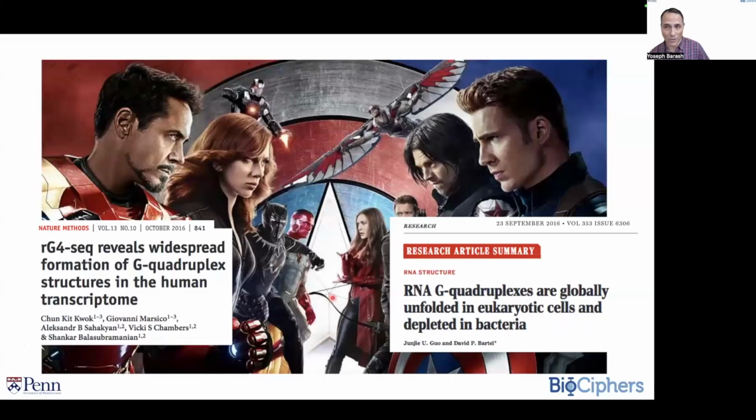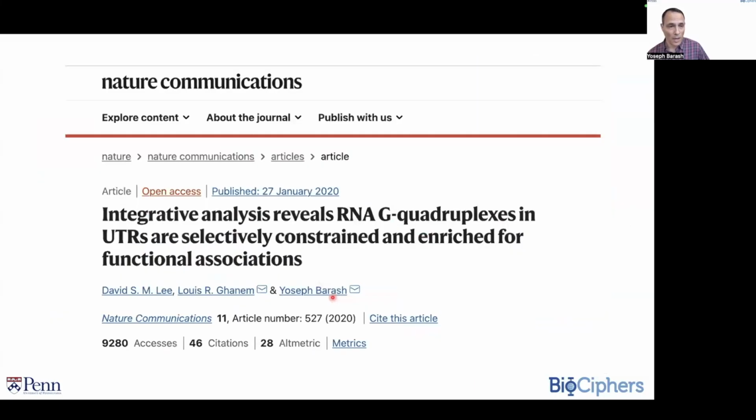Now, we came to this area much later, in 2020. And we published this paper, which is, of course, a great, beautiful paper, which I recommend you to read. But the main point here is that instead of focusing on how those structures are forming, if they're forming, we took a population genetics approach and asked whether we can find negative selection that shows that they are actually functional, and what other things we can find, like RNA binding proteins, etc.